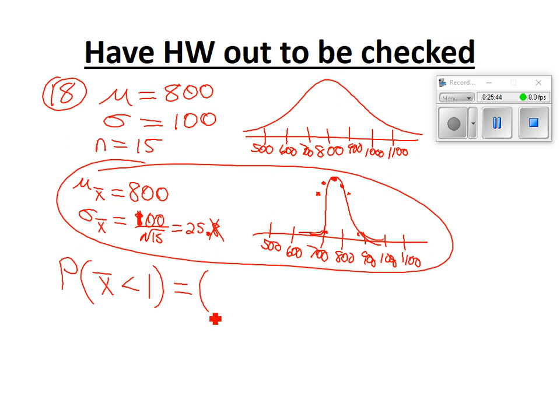Negative 10,000. Negative 10,000, that's our low limit. 1. 800. 25.8. Somebody punch that into your calculator, see what you get. 0.